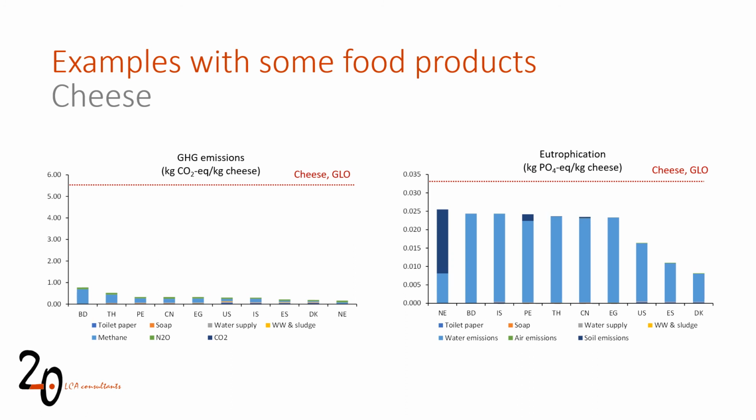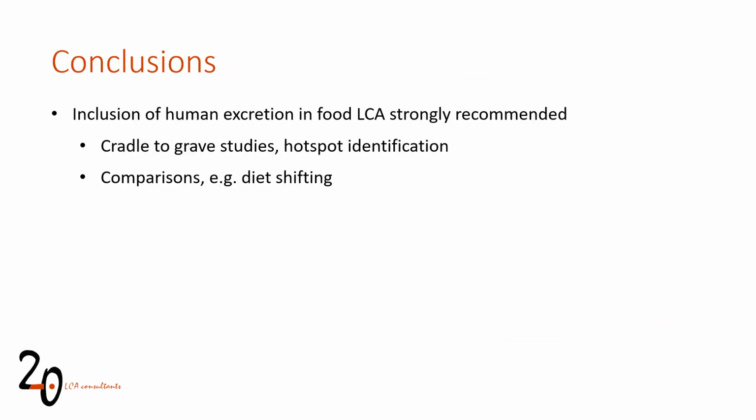With cheese, which is the last example, the picture changes. In this case, for greenhouse gases, the impact of producing the cheese is much higher than that of human excretion in any of the countries. But in eutrophication, still we have a relevant impact from human excretion. And with this, we jump to the conclusions.